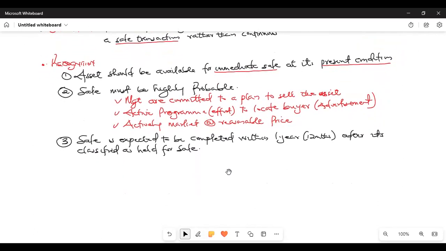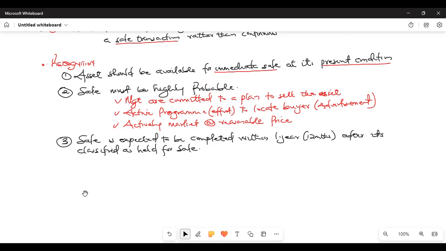So the question is, what if the sale doesn't happen within 1 year? If the sale doesn't happen within 1 year after you have classified the thing as held for sale, you have to treat it back like the normal PPE, because there is something I will tell you when it comes to the measurements. Something you do when you classify an asset as held for sale is going to cause the difference in treatment. What I'm trying to say is that when you classify an asset as held for sale, you don't depreciate it. I'll come to that later.